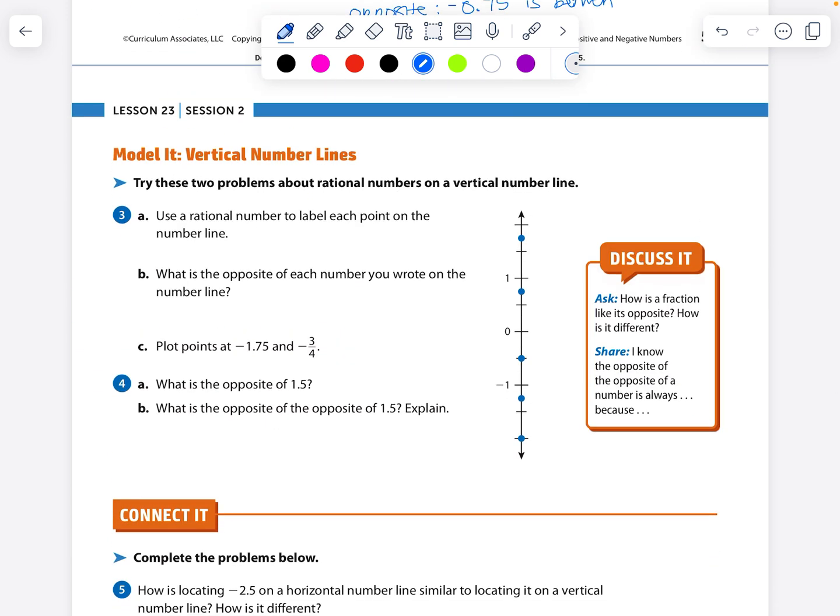So on this one, I would try 3 and 4, then come back, and then try number 5 and come back. Okay. So hopefully you're pausing it and then you're trying it, and now you're back. Use a rational number to label each point on the number line. Okay, so then you got to see, what are we counting by? So we've got 0, and your 1 up here. So in between is going to have to be half.